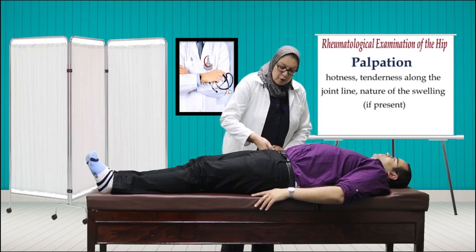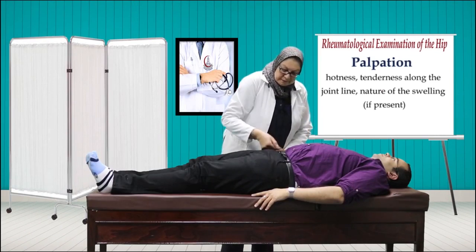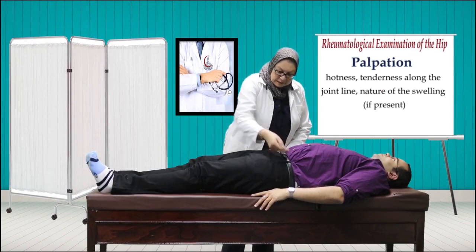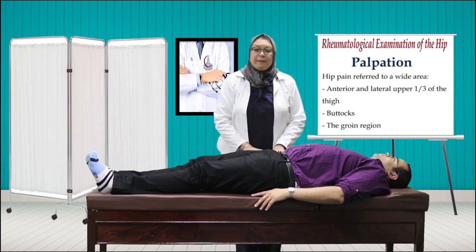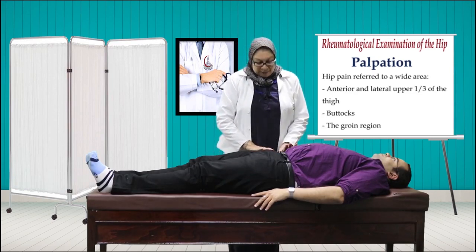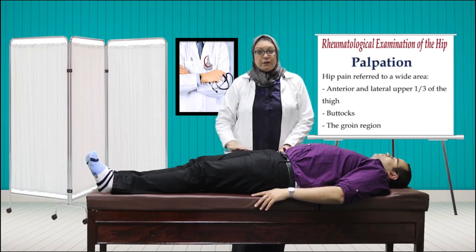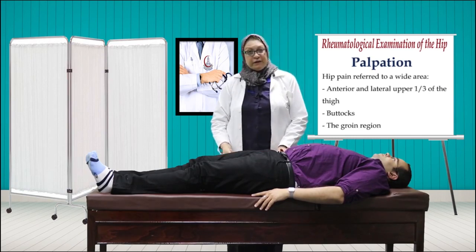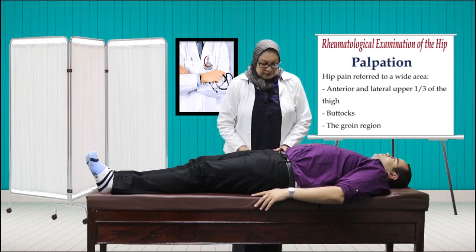We palpate for hotness of the hip joint, comparing with the other side. The hip joint pain in hip arthritis is a referred pain, which will be referred to a wide area: the anterior and lateral upper one-third of the thigh, the buttocks, and the groin region.